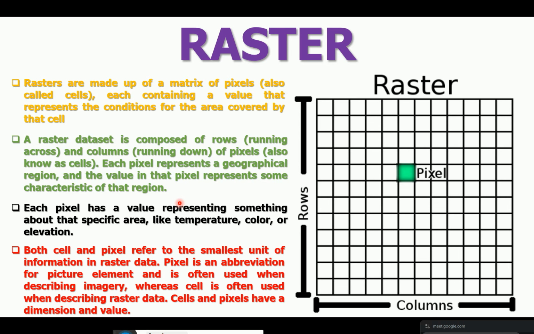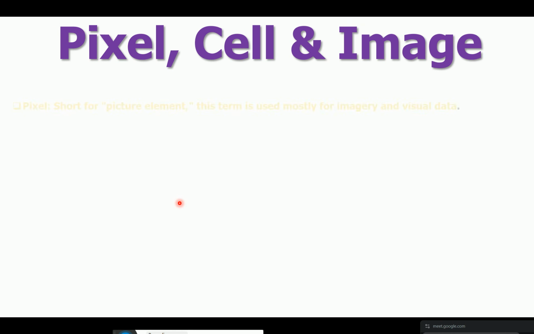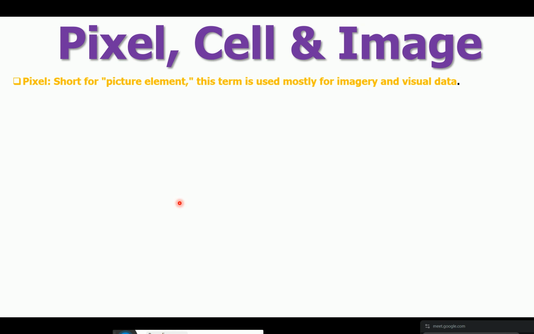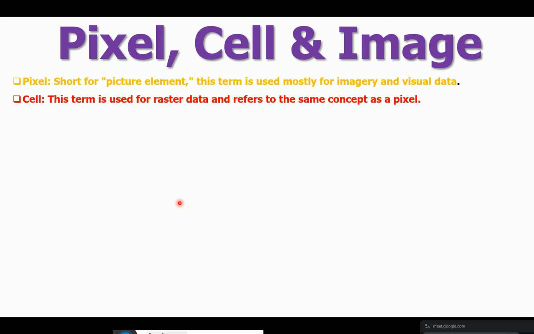Cell, pixel, dimension and value. Pixels in images: pixel short for picture element. This term is used mostly for imagery and visualization. Cell: this term is used for raster data and refers to the same concept as a pixel. When you see my screen, it is colorful, and every point makes a very small dot. That small dot is called a pixel. So pixel is your picture element and cell is your raster element, but both are the smallest element of your raster. The dimension of both pixel and cell have the same size, defining the area.